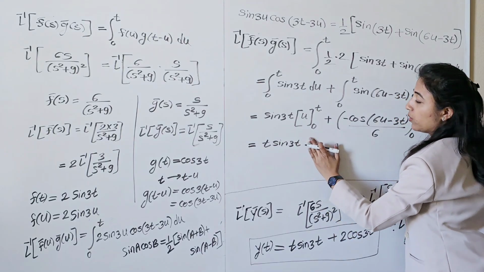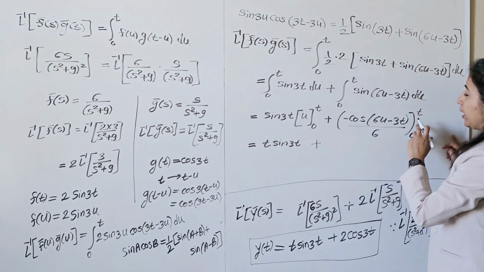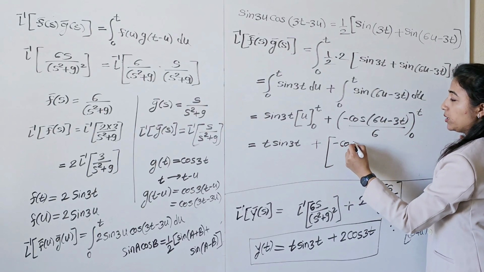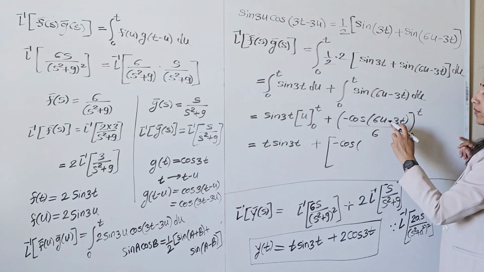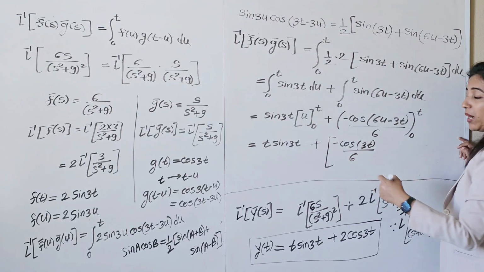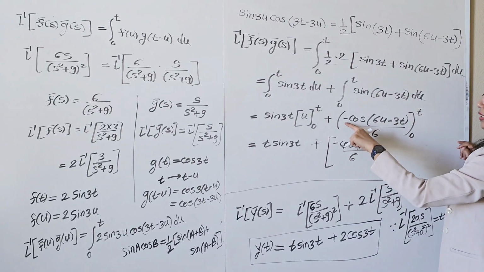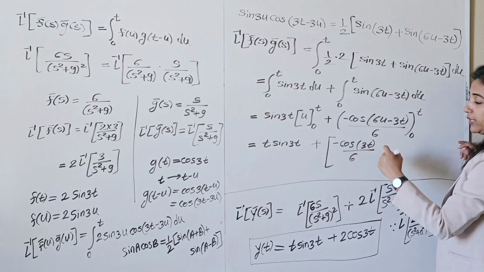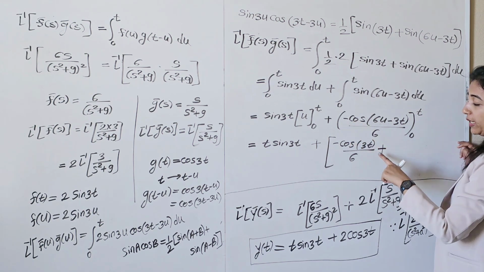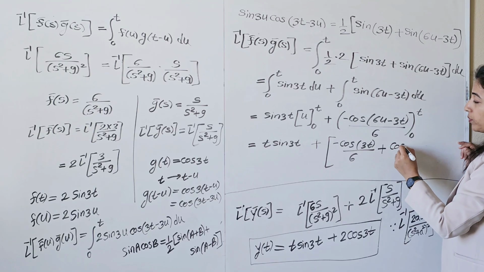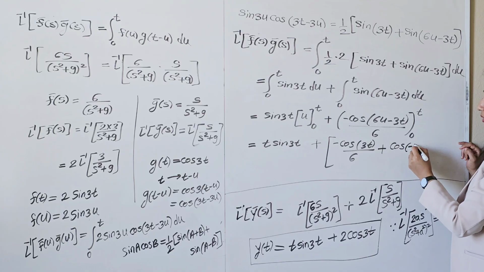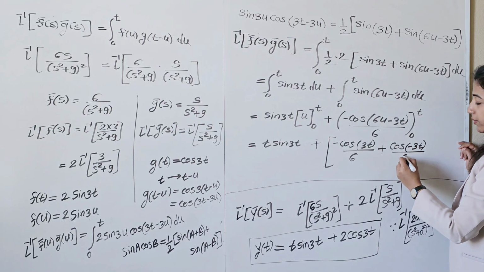So no need to write 0, plus here the upper limit is t. If we put t here, you will get minus cos(6t minus 3t), so it is 3t upon 6, minus the lower limit. For the lower limit we put 0, and the minus sign is already there. So minus of minus gives plus cos, and here we put u equal to 0, so it is cos(minus 3t) divided by 6.